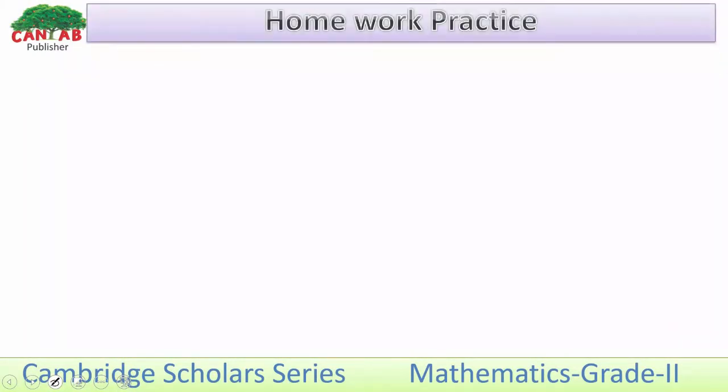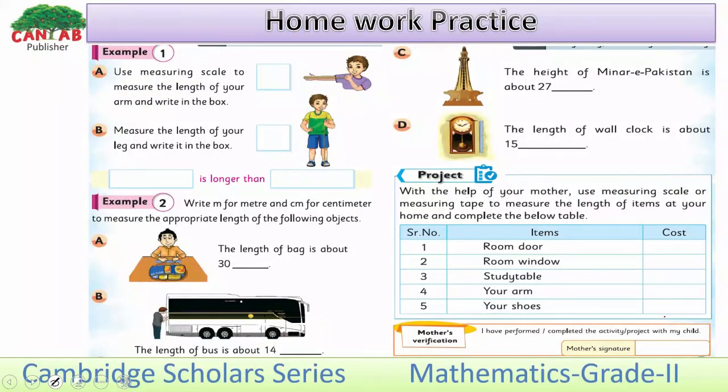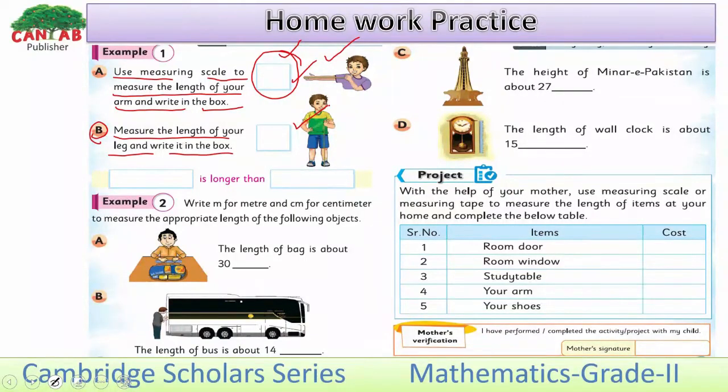Students, now come to the next page. Example number 1. In example 1, what you have to do? Use measuring scale to measure the length of your arm and write in the box. First of all, use a measuring scale, or you can use measuring tape to measure the length of your arm and then write that length which you have measured in this box. And then in part B, measure the length of your leg and write it in the box. Follow these instructions and write the length of your leg over here.